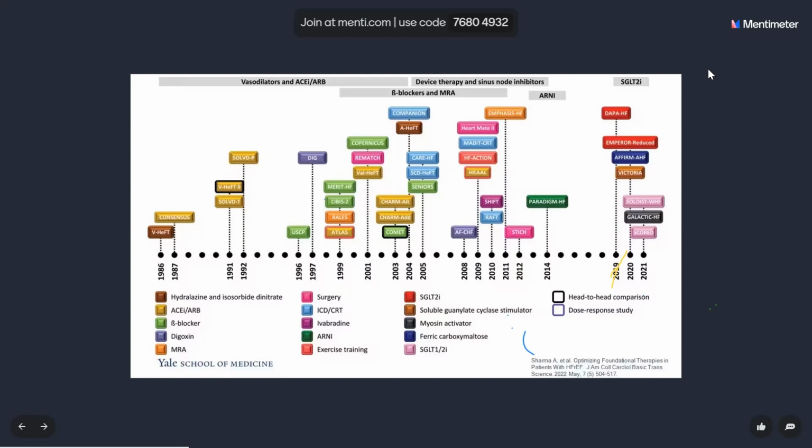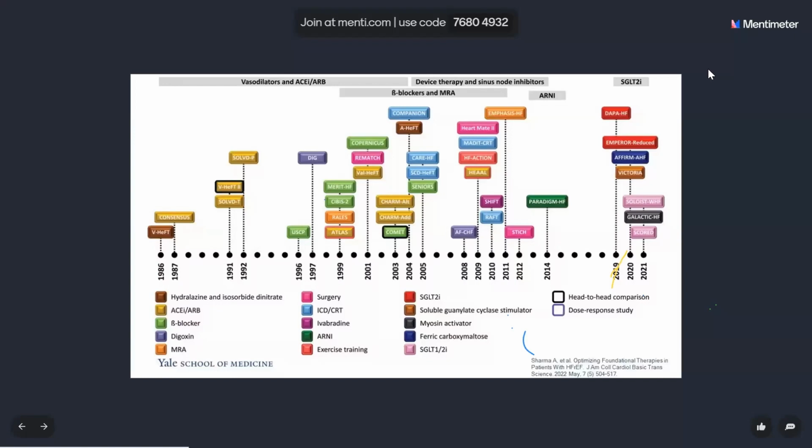And as have become a pillar of our therapy at this time. You moved more then towards the late 2000s, and you have device therapies, but you also have the introduction of angiotensin receptor neprilysin inhibition, which is sacubitril valsartan, or by brand name Entresto, and the PARADIGM trials that supported its use as a renin-angiotensin system inhibitor that then has come to supersede the other RAS inhibitors that are either ACE inhibitors or angiotensin receptor blockers.